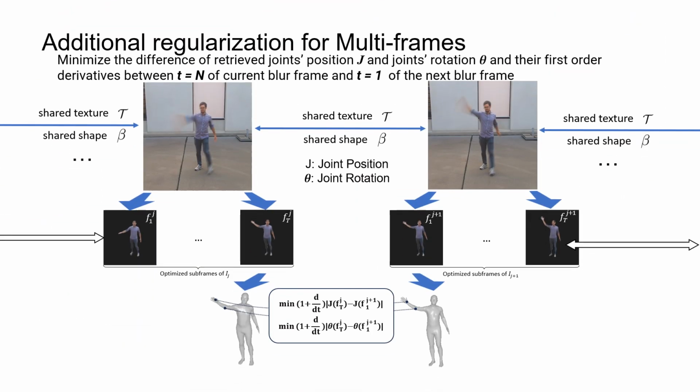When dealing with multiple blur images, the challenge of ambiguity presents itself differently than with single-frame inputs. In this multi-frame context, the task becomes somewhat more straightforward. Our primary focus is to ensure consistency at the boundaries. Specifically, we ensure that the joint rotation and translation remain constant between the last subframe of the current blurred image and the first subframe of the subsequent blurred image. This continuity ensures a seamless transition and smooth motion representation across frames.